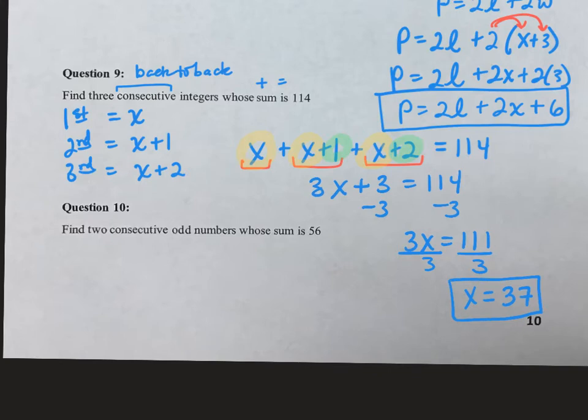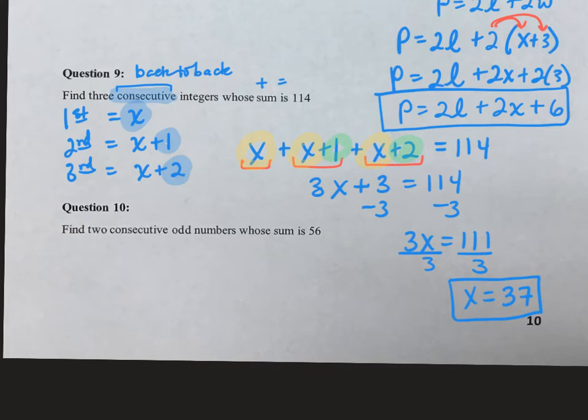That takes care of question number 9. Just remember, if they ask for consecutive integers, your first integer will be x, and then x plus 1, and then x plus 2. That gives you your consecutive integers. That's when they are asking you for consecutive, so you just add 1 and then 2 and so on.